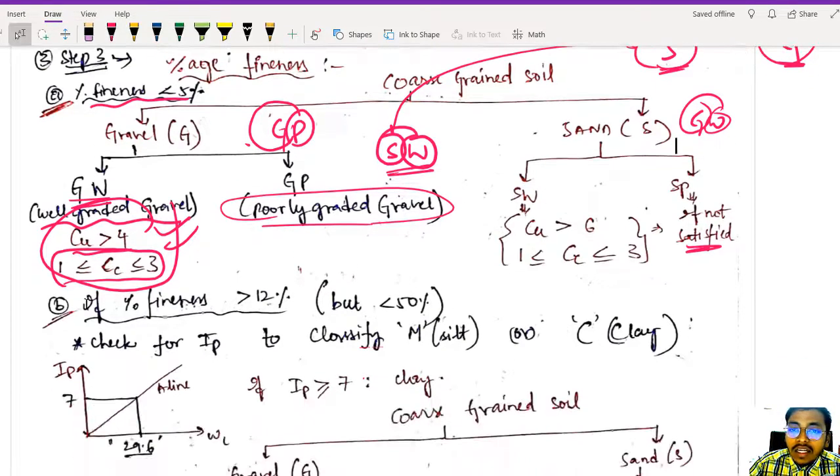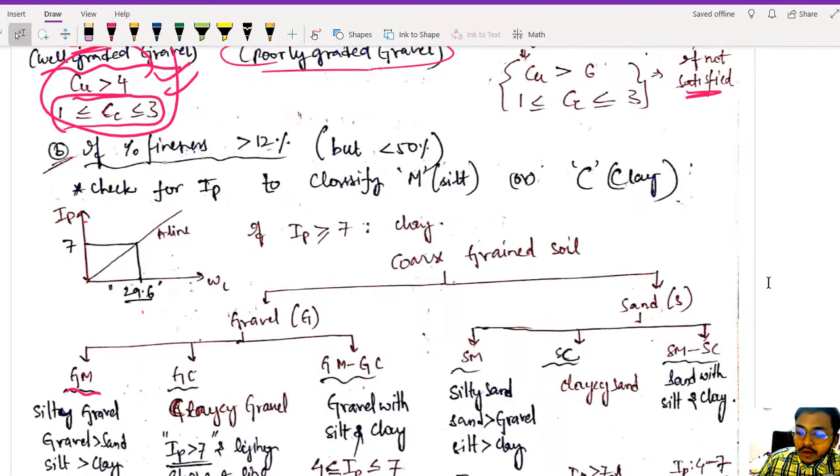Things are clear. Now let us see the second type of classification, which is percentage fineness greater than 12%. Okay, so you understood by now, right? You are perfect. So when you are sieving, whatever is retained on 4.75 mm will be gravel, what is retained on 75 micrometer will be sand, and whatever is passing is your percentage fineness.